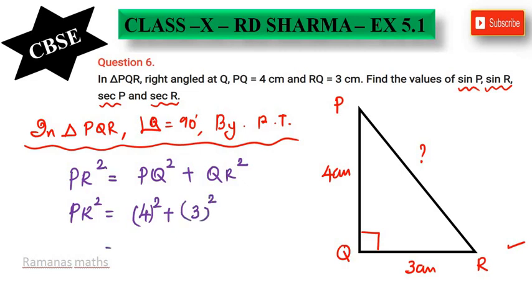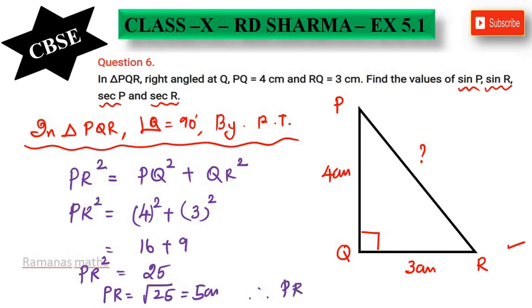Okay. So 4 square is 16 and 3 square is 9. So the sum of these two values is 25. This is PR square. So we can get the value of PR as square root of 25, which is 5 centimeter. Therefore, PR is equal to 5 centimeter. Okay, this is 5 centimeter.